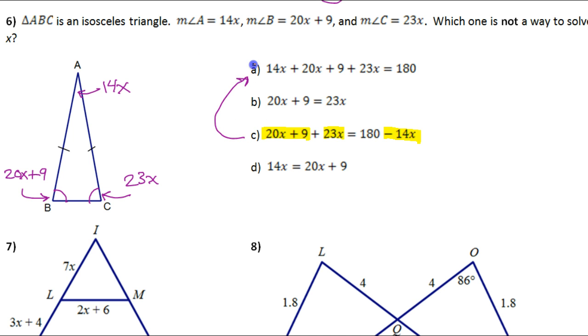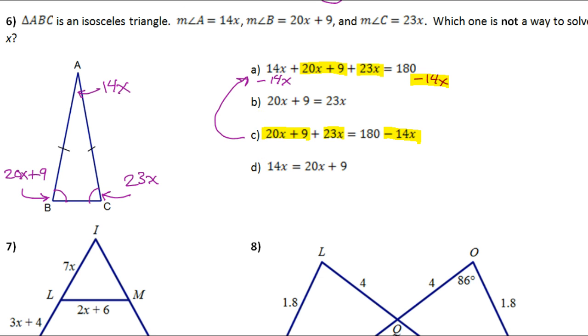Okay, the only difference between A and C is that they have subtracted 14x from both sides. So minus 14x, minus 14x. Okay, that way these will cancel out, and you're left with 20x plus 9 plus 23x. See how those all match? And equals 180, and then minus 14x. Okay, so A and C are the same, so that still is good. So that leaves D.